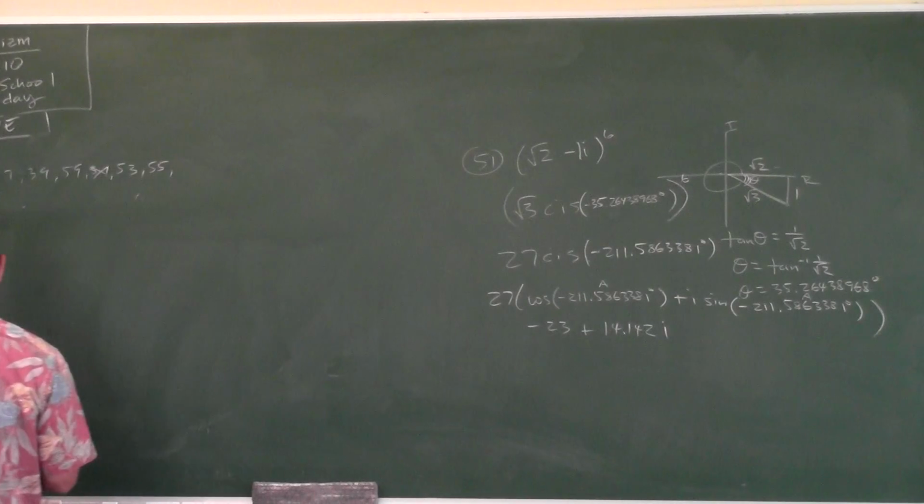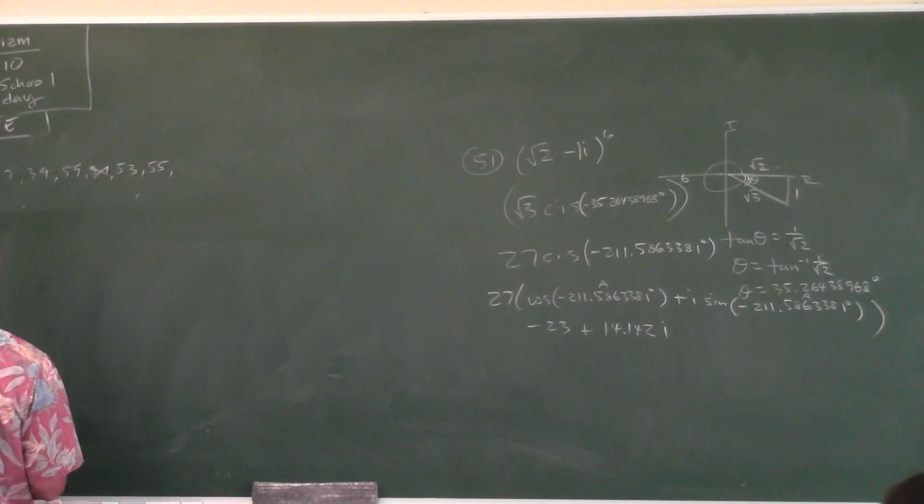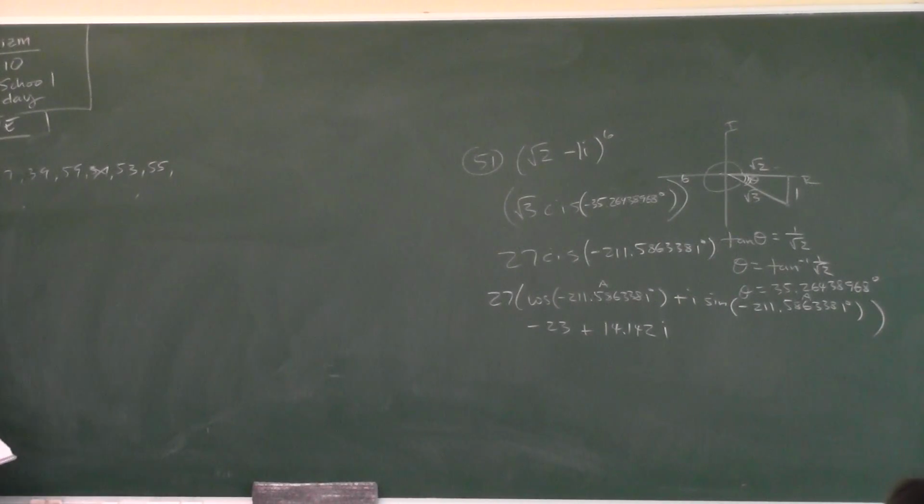Okay, so what's next? 53, 55, 57, 59. How come there's no... That's so strange. You guys can do 57, but you can't do 53, 55, and 59. You know what? I'll just do them all.